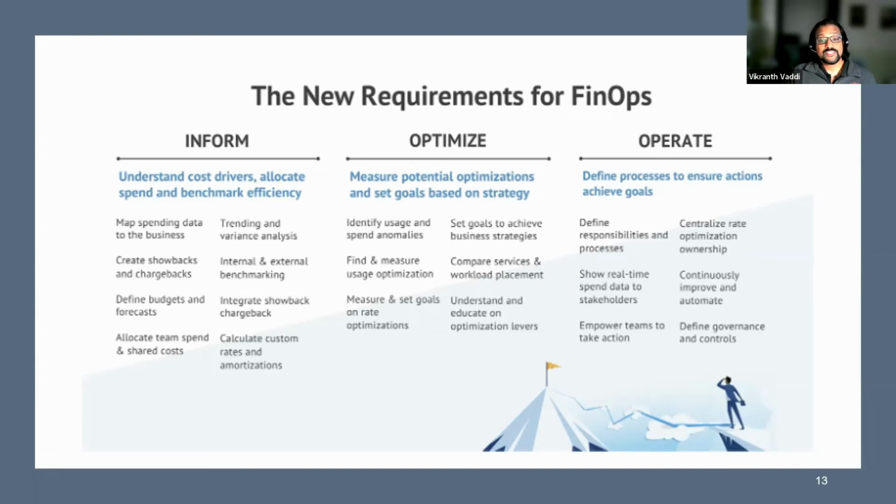In the optimize phase, we are able to identify and measure efficiency optimizations at a very high level. We're able to go back and see where you can optimize the usage, set goals on rate optimization, educate the users, and compare the services and workload placements. So there's a bunch of strategies that you can use to optimize. Once you get to that point, the next phase is operating.